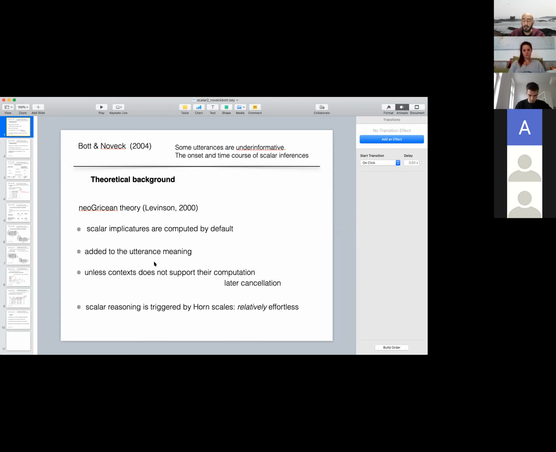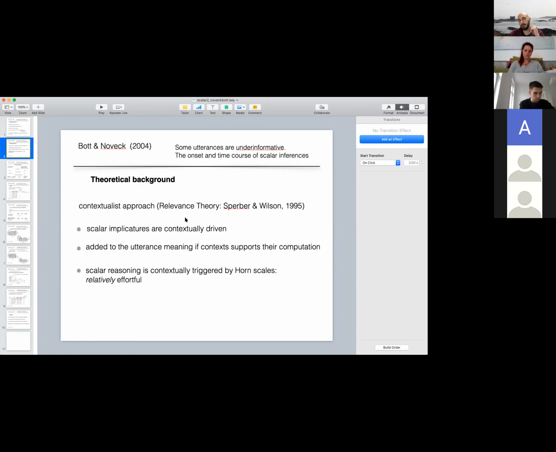However, if the context does not support the computation of the implicature, then you cancel the implicature. Okay? So you derive it immediately by default, and given the fact that you do this by default, the assumption is that implicature computation is quite fast, quite effortless. You do it by default, you do it quickly, and then if you realize that your utterance context does not support the computation, you cancel it at a second time. Okay? So yeah, these are the tenets of the neo-Gricean framework: defaultism, relatively effortless computation, and then later cancellation if not supported by the context, which seems reasonable.